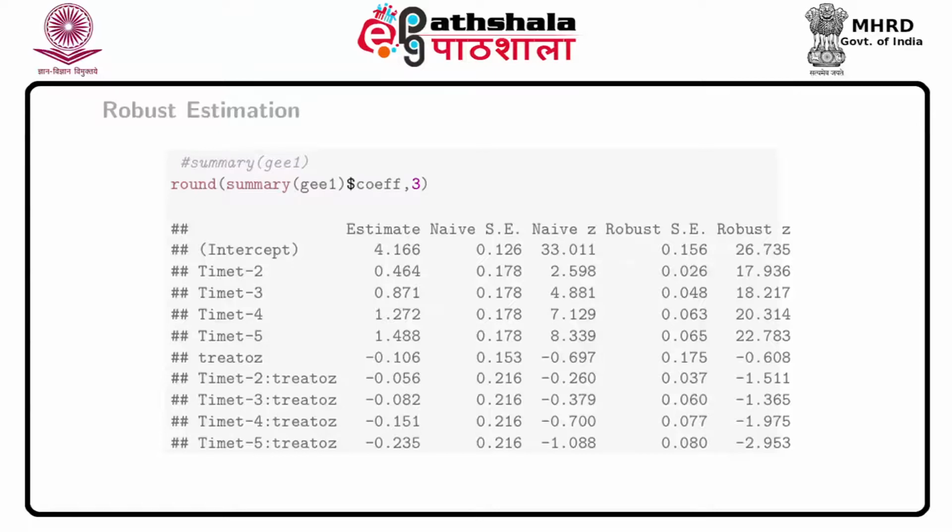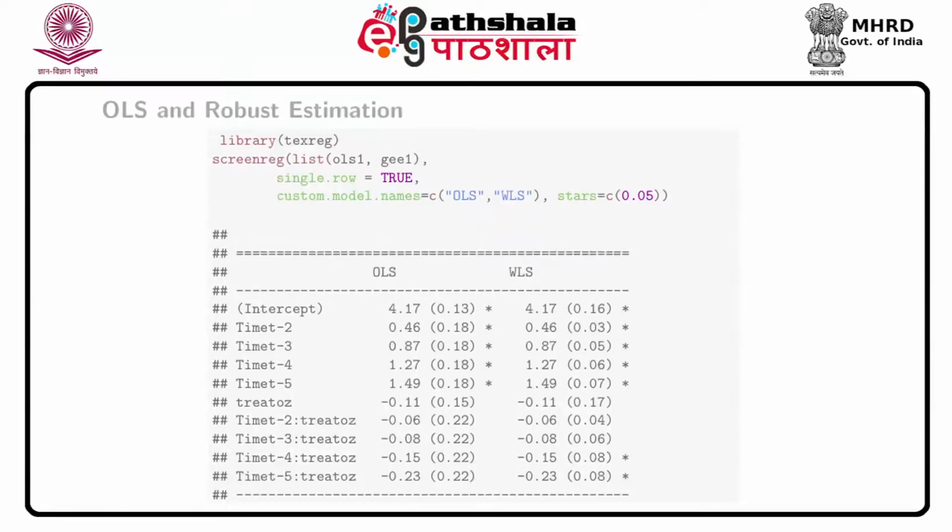So we have the naive Z and the robust Z, and we can use them to test for the significance of the estimates, which is done later. Now the comparison between OLS and robust estimation. We have already done the OLS using the LM function, and the robust estimation using weighted least squares through the GEE function. Now we want to see the estimates along with their standard errors side by side.